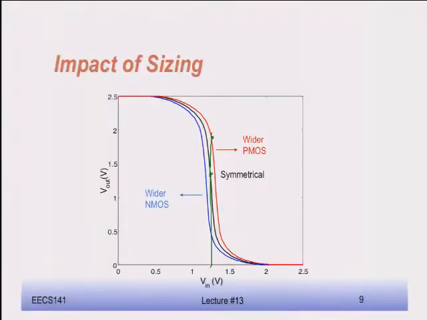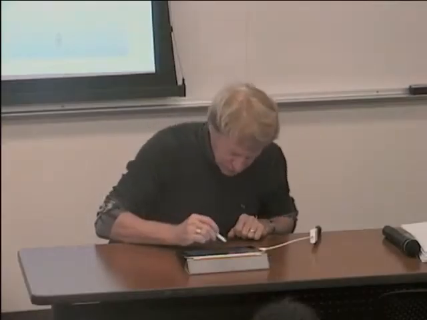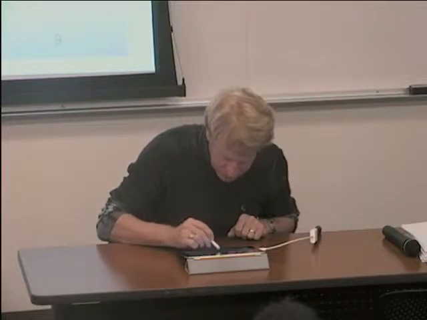If the NMOS is wider, I'm pulling down my VM, and the VM will basically go to somewhere up here. So I can manipulate VM by changing the PMOS versus NMOS. What you're really doing is shifting your voltage transfer characteristic to the left or to the right. If I make the NMOS wider, I move it to the left. If I make the PMOS wider, sorry, that was not perfectly correct. It should be like this, actually. That's more accurate. But I'm moving my curves to the left or to the right.